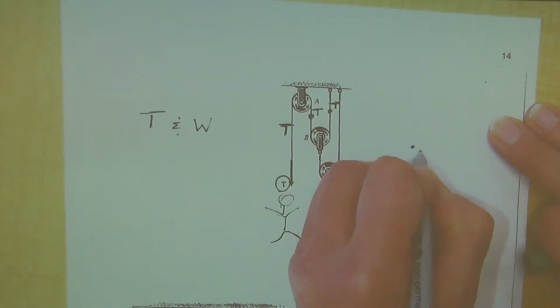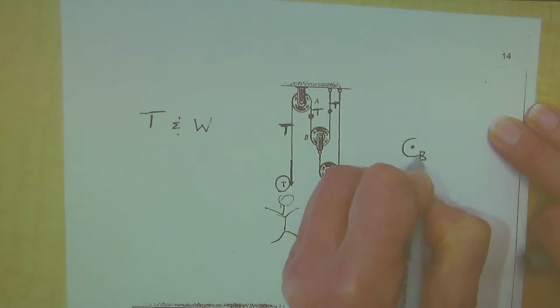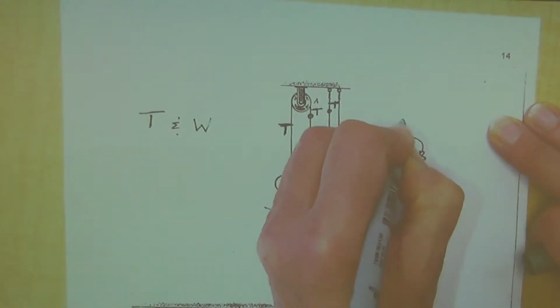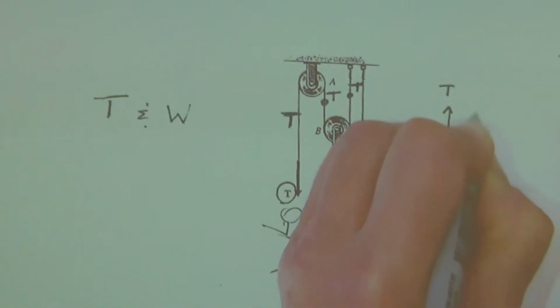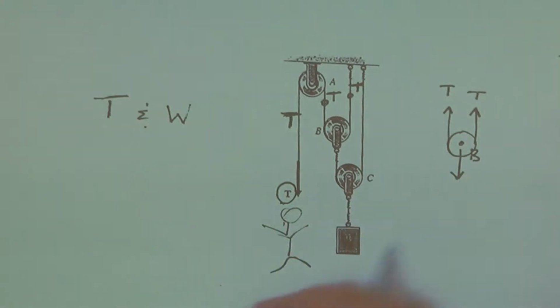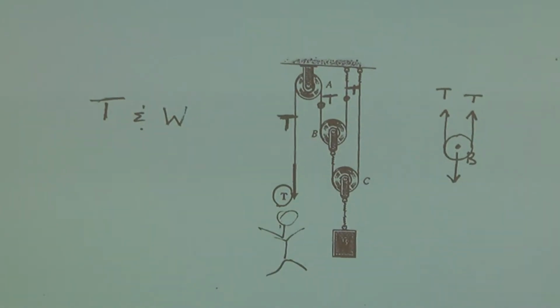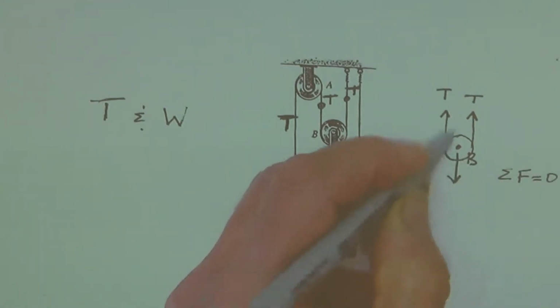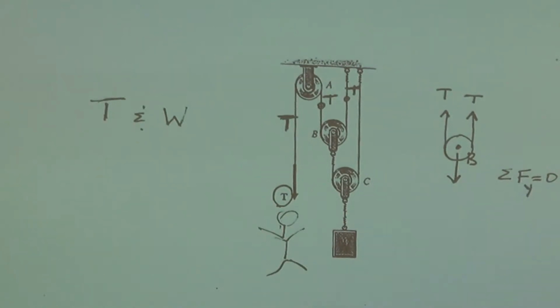I'm going to draw a free body diagram of pulley B. What's happening at pulley B? Well, I see that there's a tension going up here, and there's a tension going up here, and there's another tension going down. Because we're dealing with statics and it's not moving, we could apply the sum of the forces equal to 0. And in this case, we're looking at forces on the y-axis. What is the pull going down for it to be in equilibrium? 2T.